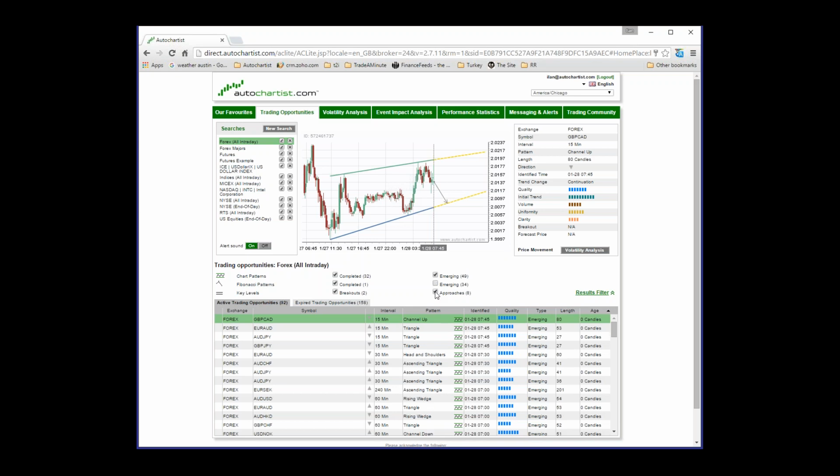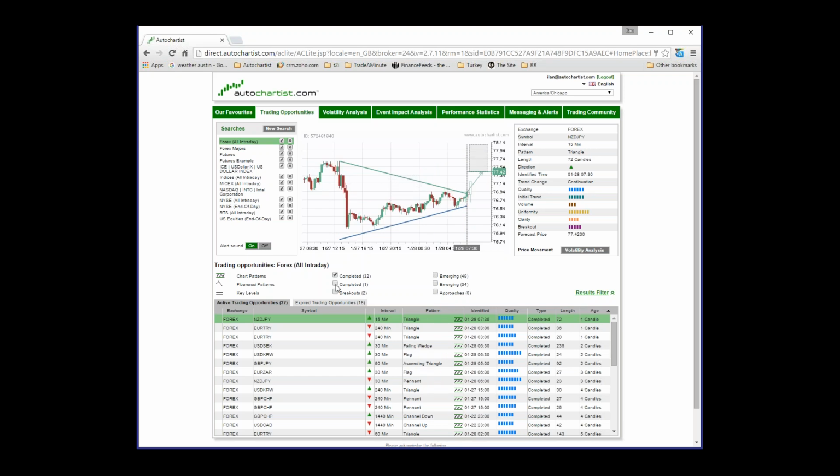So I'll just untick some examples here. So here is an example of what we call a completed or breakout chart pattern. Okay, so here we can see that New Zealand dollar Japanese yen has broken through a resistance level, and there we provide a projection up to 77.42, and this happened on 15-minute data.